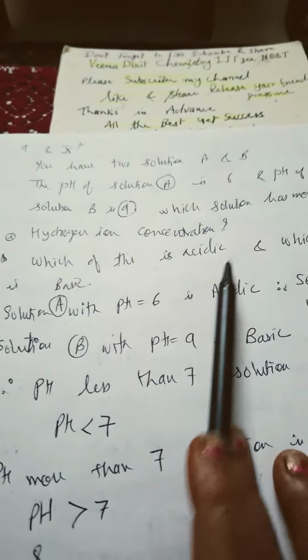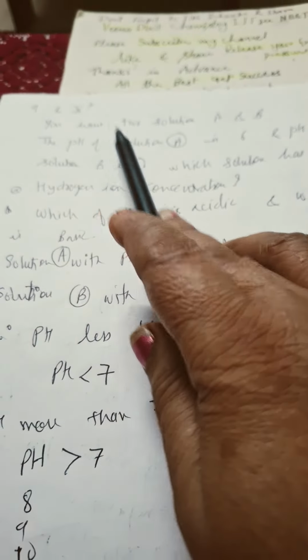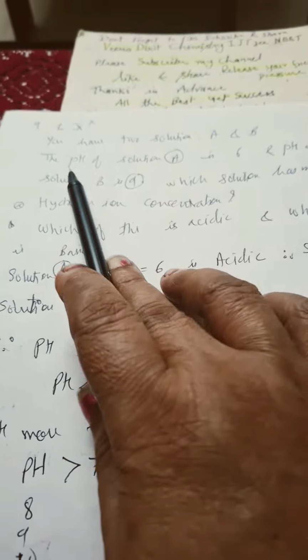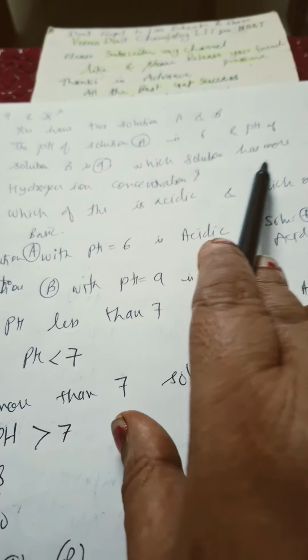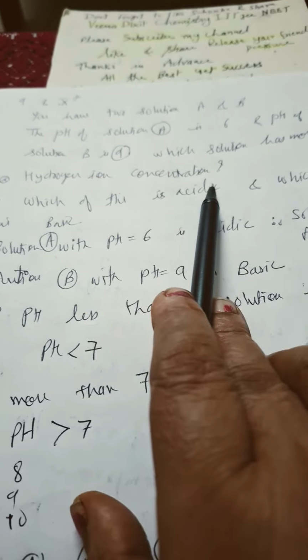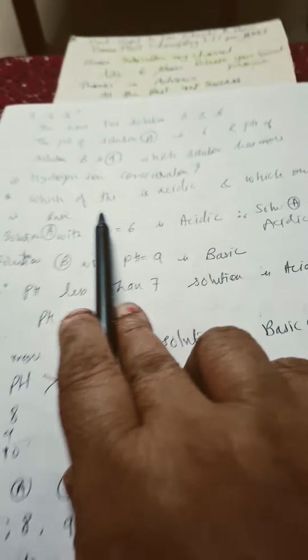This is very basic, for 9th, 10th, 11th, 12th, for everyone. You have two solutions, A and B. The pH of solution A is 6 and the pH of solution B is 9. Which solution has more hydrogen ion concentration? Which of them is acidic and which is basic?